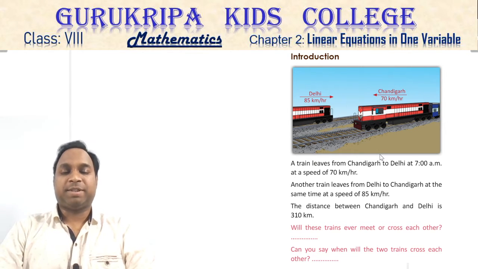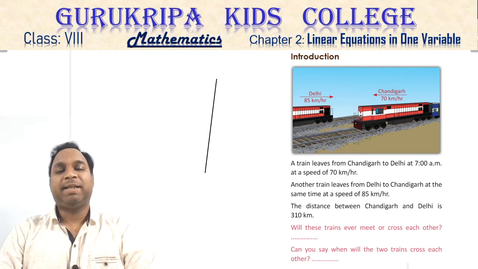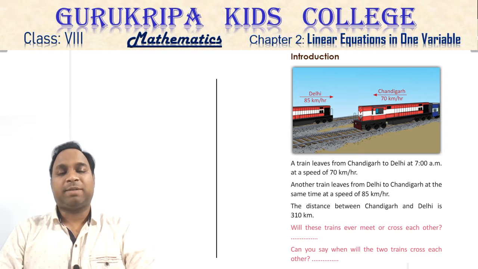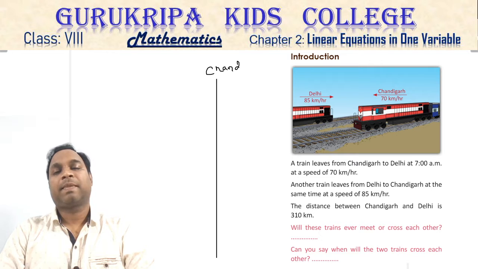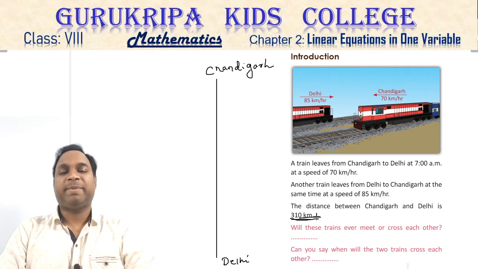There is a place called Chandigarh. Let me just draw it. Let's say this is our Chandigarh and this is our Delhi. Okay, let me just label it. Chandigarh and Delhi. The distance is given to be 310 kilometers. Okay, let it be here.